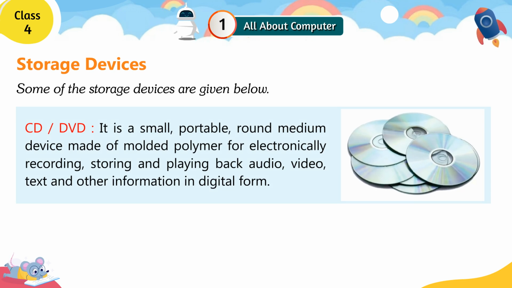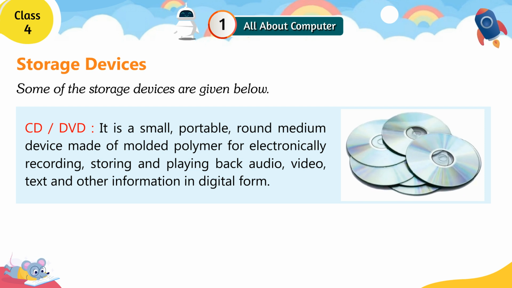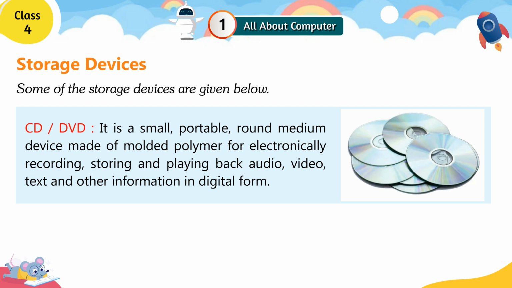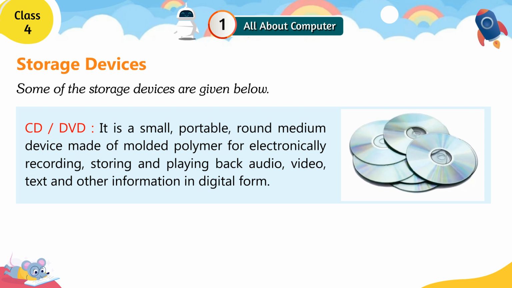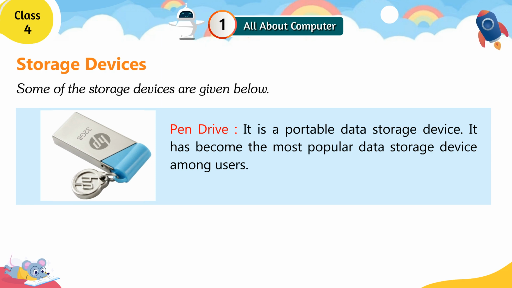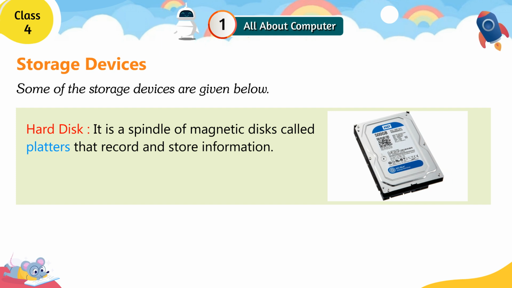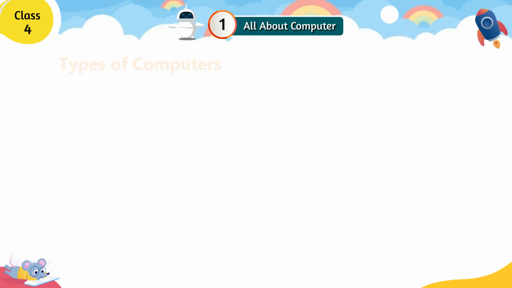CD-DVD. It is a small, portable, round medium device made of molded polymer for electronically recording, storing and playing back audio, video, text and other information in digital form. Pen drive, it is a portable data storage device. It has become the most popular data storage device among users. Hard disk, it is a spindle of magnetic disks called platters that record and store information.